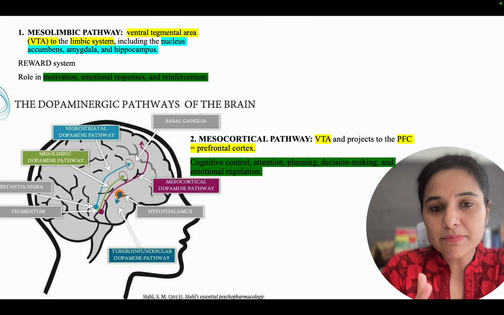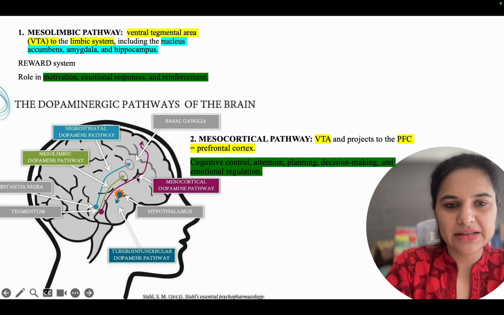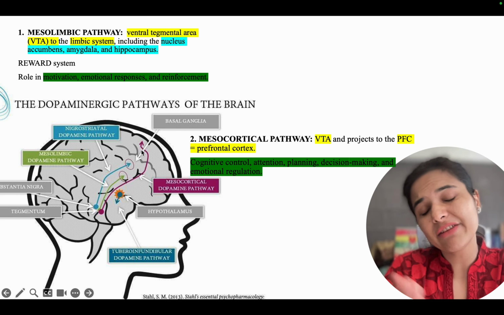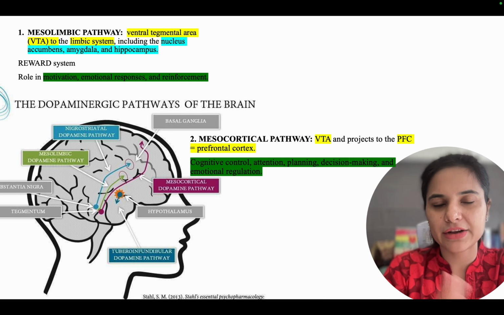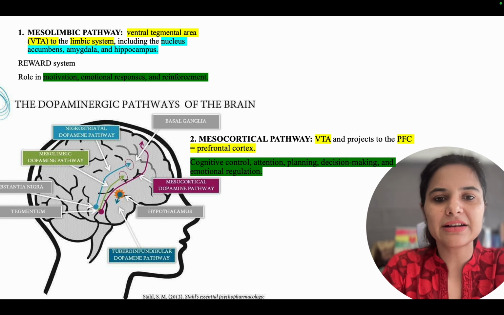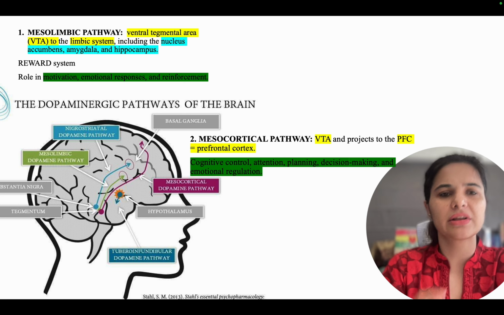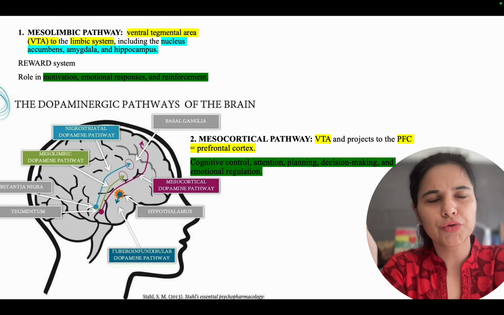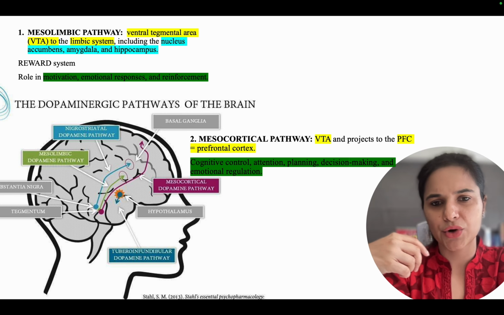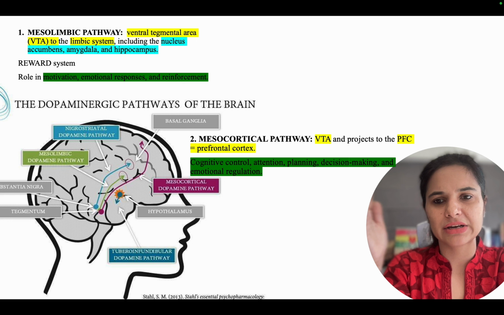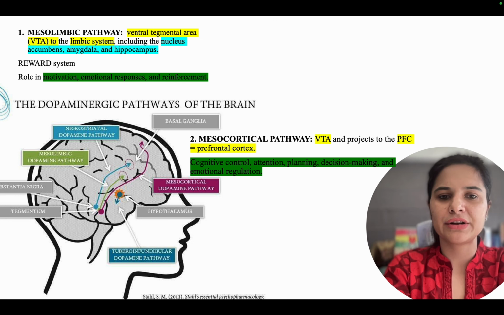Now, the second is the mesocortical. So again, the meso, and it goes to the front part of the brain, which is the prefrontal cortex, the PFC. The connection from the VTA to the PFC helps in cognitive control, attention, planning, decision making. It makes you who you are. How do you decide what color to wear? How do you decide what to eat? In ADHD, this part is also affected majorly. It helps you in making better judgment.